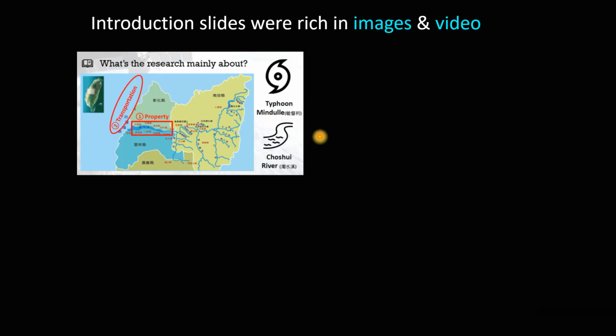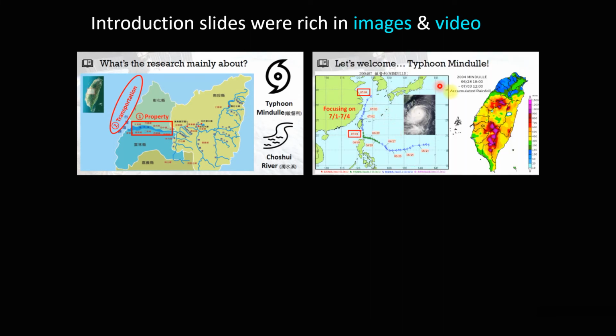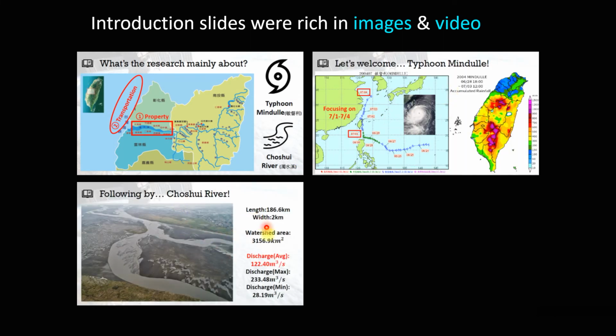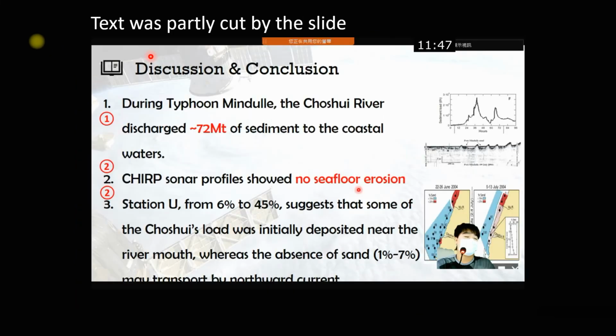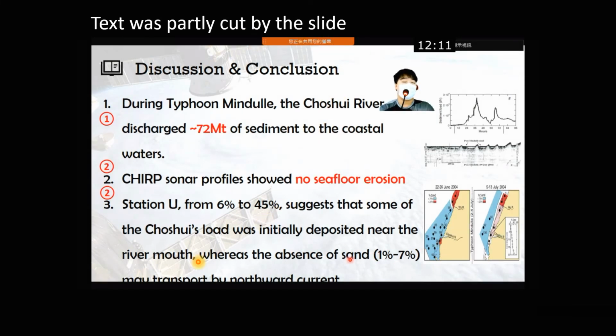About artwork, the introduction slides were rich in images and videos like this, this, and this. And this makes his talk very attractive. The text here was partly cut by the slide. And you can see the three stations of 1% to 7% absent of the sand. May be transported by the northward current.